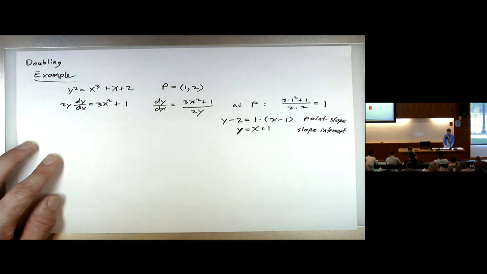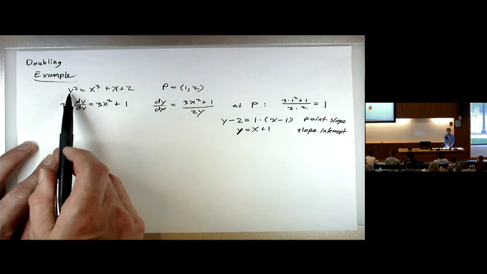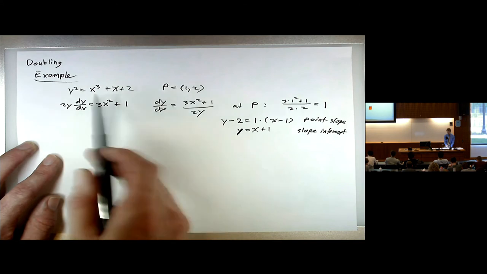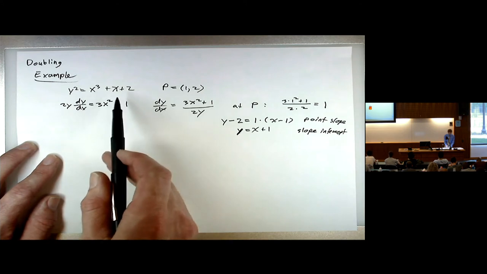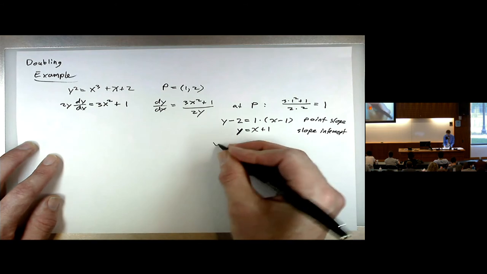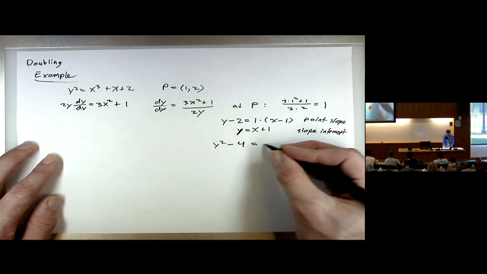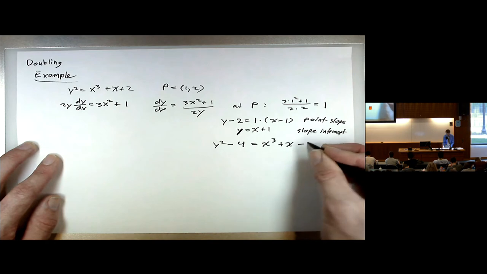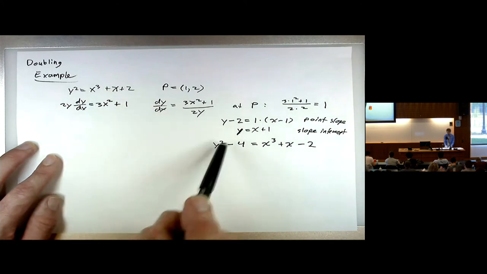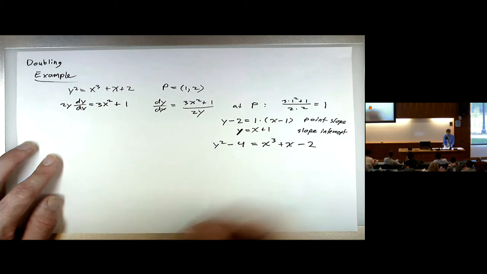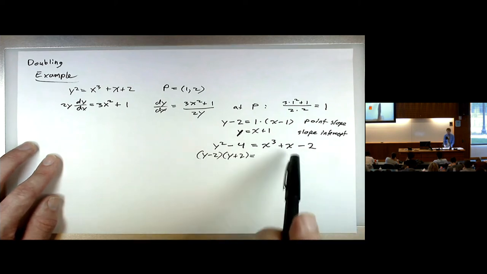What I'm going to do here is a trick where I construct a factor of y minus 2 on this side, and then using the fact that this point is on the curve, that means that x minus 1 is going to be a factor on this side. So I get y squared minus 4 equals x cubed plus x minus 2. You see how I get that from here by subtracting 4 from both sides? And now this factors as y minus 2 times y plus 2. And on this side it may not be clear how this factors.